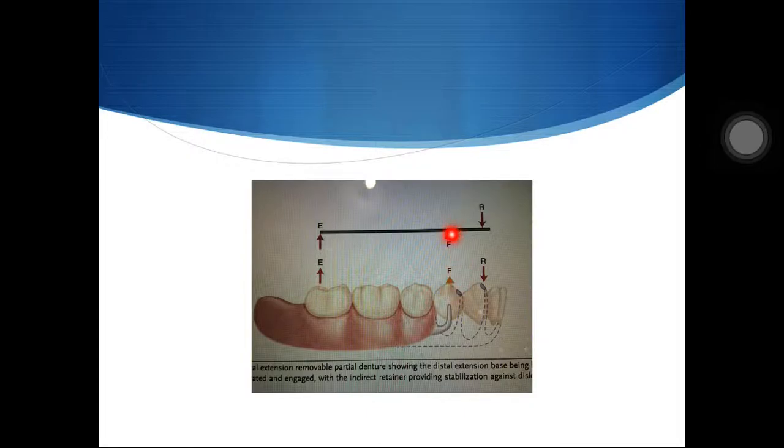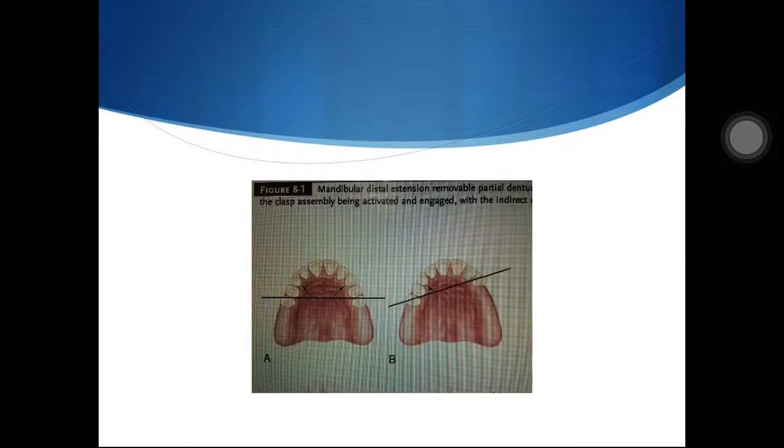So this is the fulcrum, this is the effort arm. We know that the longer the resistance arm, more effort will be required to overcome this resistance arm and move the dentures. So more distance, more effort will be required. Otherwise, more amount of force will be required to lift the denture.